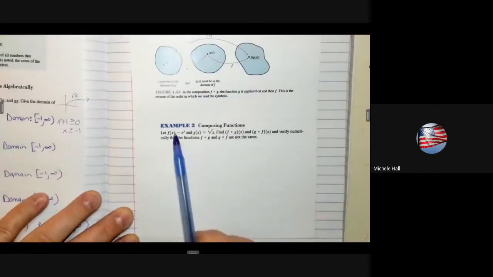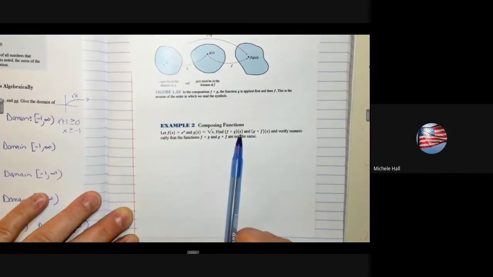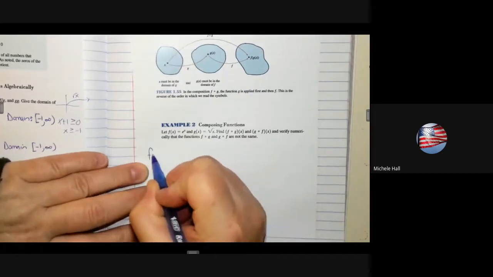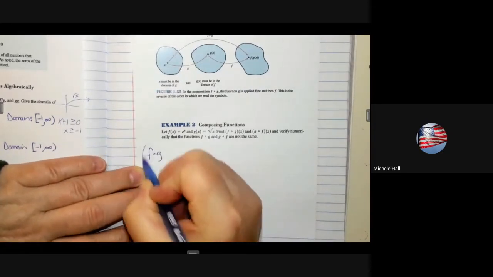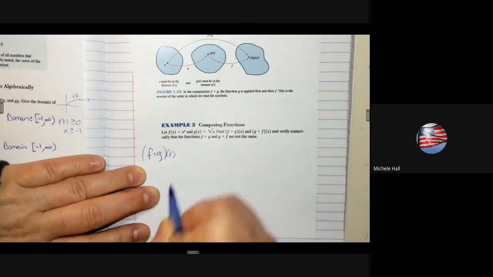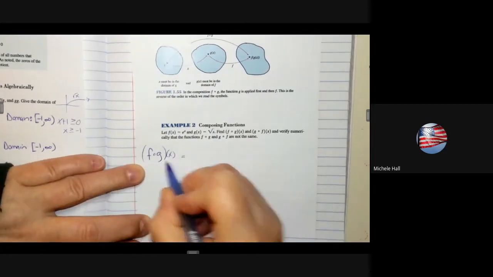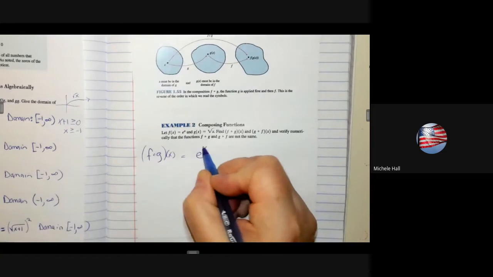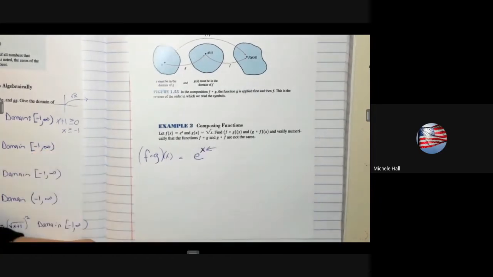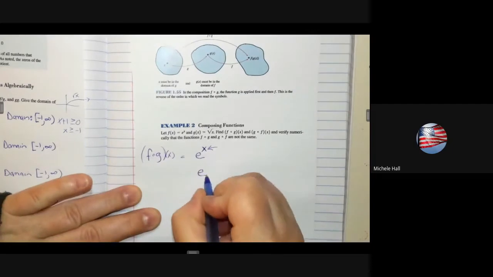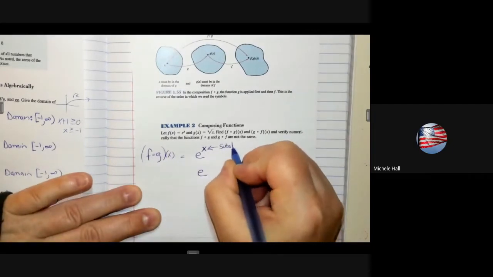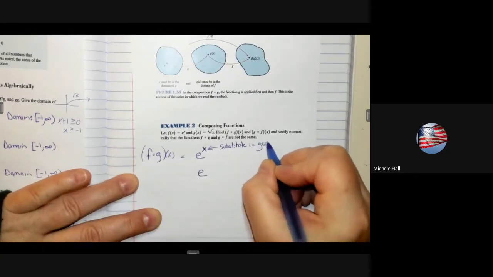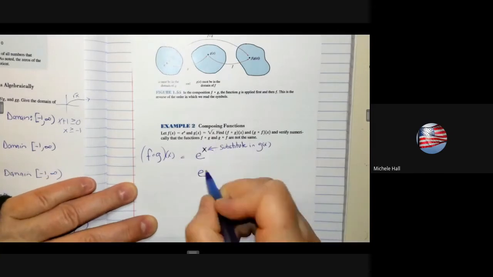Example 2, we have f of x and g of x. We need to find f of g of x and g of f of x. So let's start with f of g of x. That means we start with f. Here's my f, and wherever the variable is, that's where I'm substituting into. So that would be e to the, and we substitute in g of x. So g of x is the square root of x.